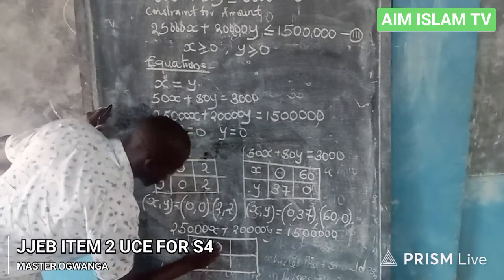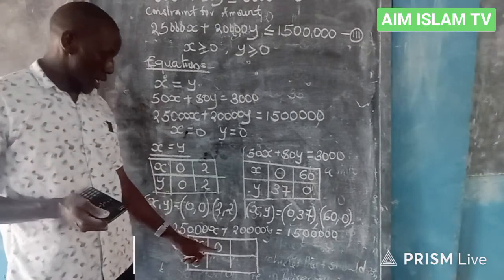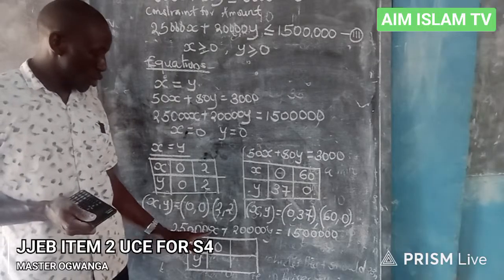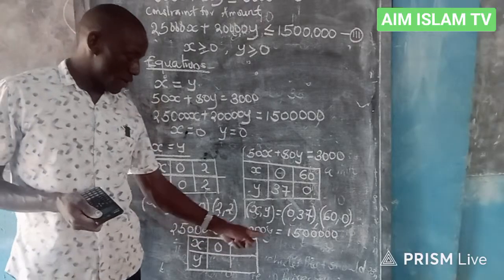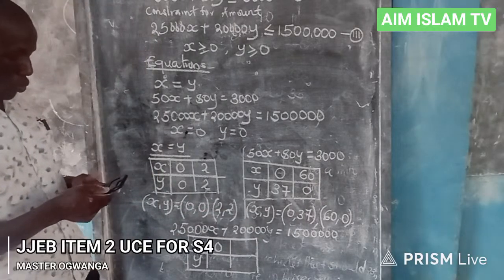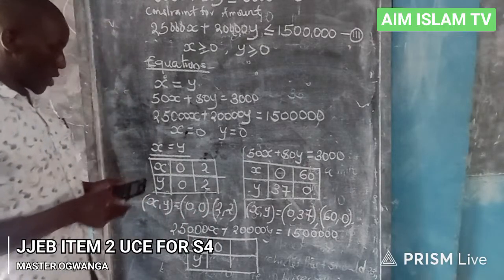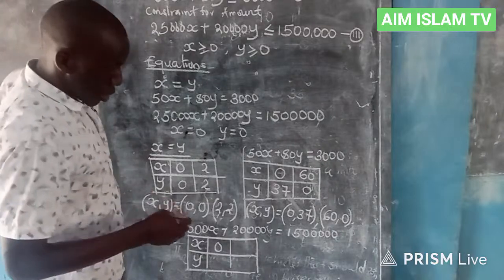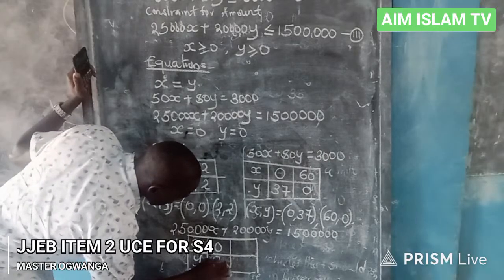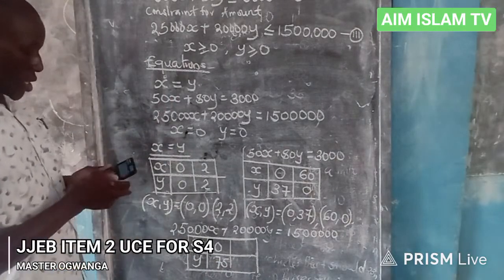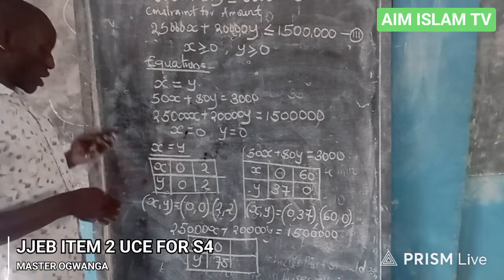I will say that if my x is a 0, at that point we substitute 0 for x. We will end up eliminating the 25,000. What will remain is 20,000y equals 1,500,000. You realize that the value of y at this point may be around 70, maybe around 75. That is for that case.